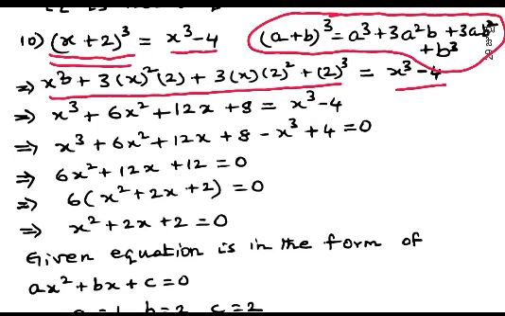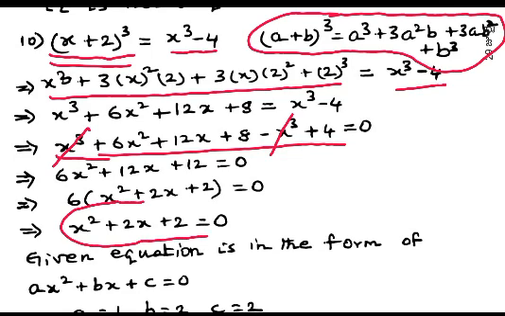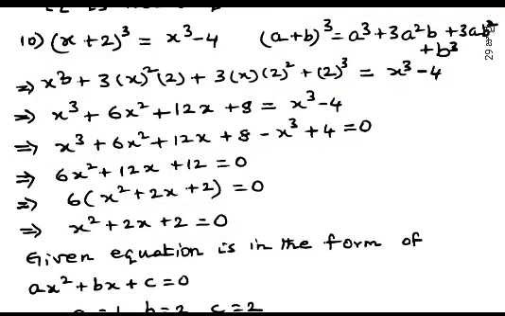Now bringing all the terms to the left hand side, we get this. Now in this, x cube minus x cube becomes 0. Therefore, we get the equation x square plus 2x plus 2 equal to 0. That is, the given equation is written as x square plus 2x plus 2 equal to 0.